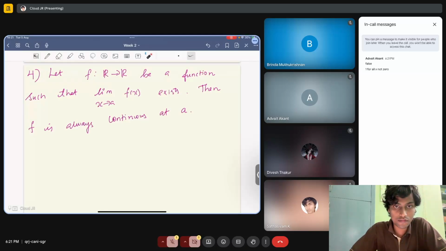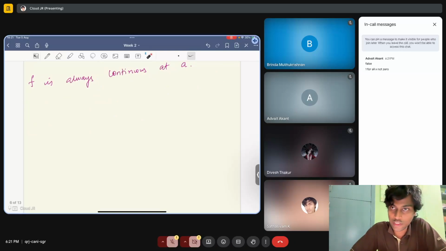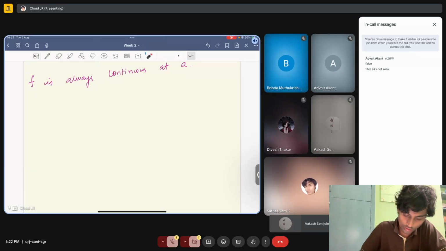There is another comment, I will check that also. So 1 for all x not 0. Yeah, some such functions one can construct. I will just go with whatever function Advait is telling. One can construct so many functions like that, but let's construct one of these.